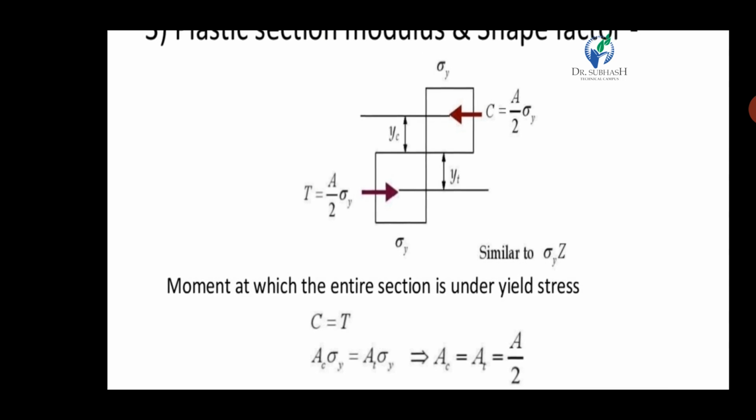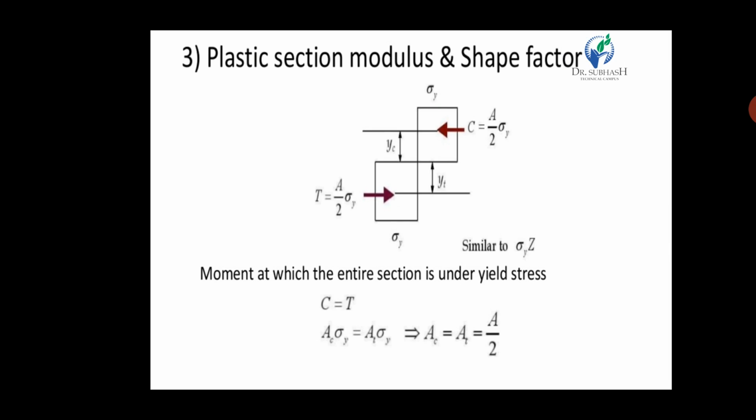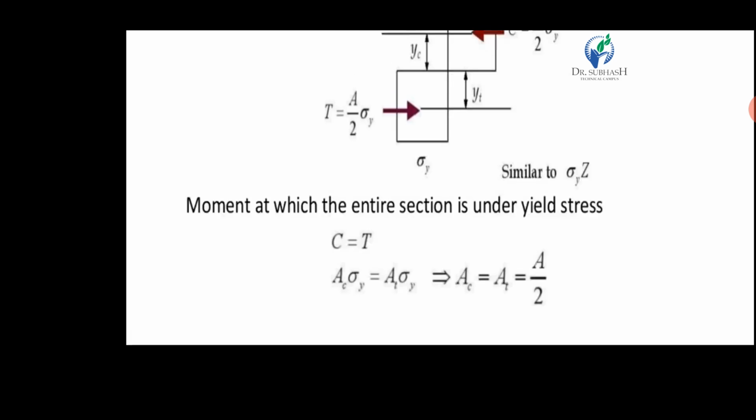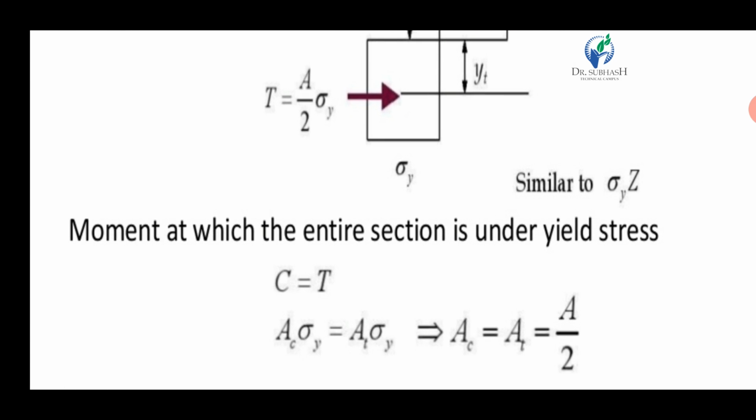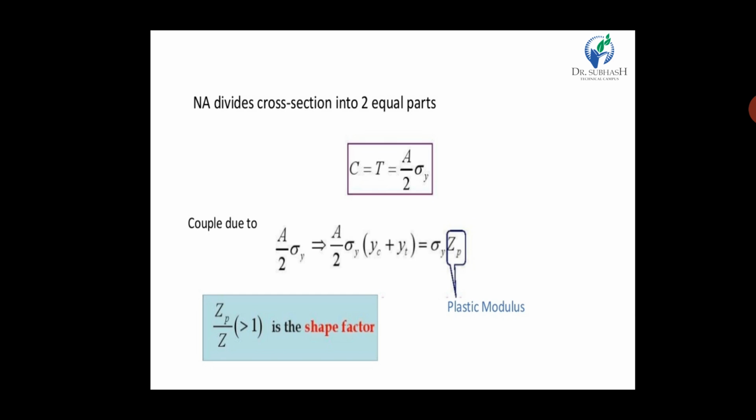Now the moment at which the entire section is under yield strain, it means we have to achieve the plastic state. At that time both the areas of tension and compression are the same. So for the same assumption we have to take C is equal to T. So area of compression times stress is equal to area of tension times stress. So you can see finally the area of compression is equal to the area of tension, A by 2, total area divided by 2. Now it divides the cross section into two equal parts. C is equal to T is equal to A by 2 into sigma y.